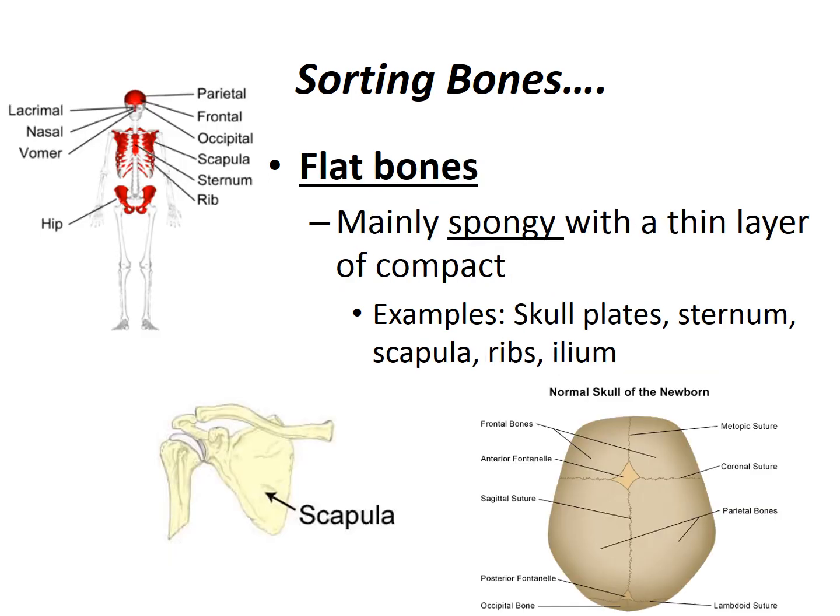And then the flat bones. Flat bones are mainly spongy bones with a thin layer of compact. So the skull plates, the sternum, scapula, ribs, and the ilium. The ilium are kind of the sides of your pelvis. So those would all be considered flat bones.